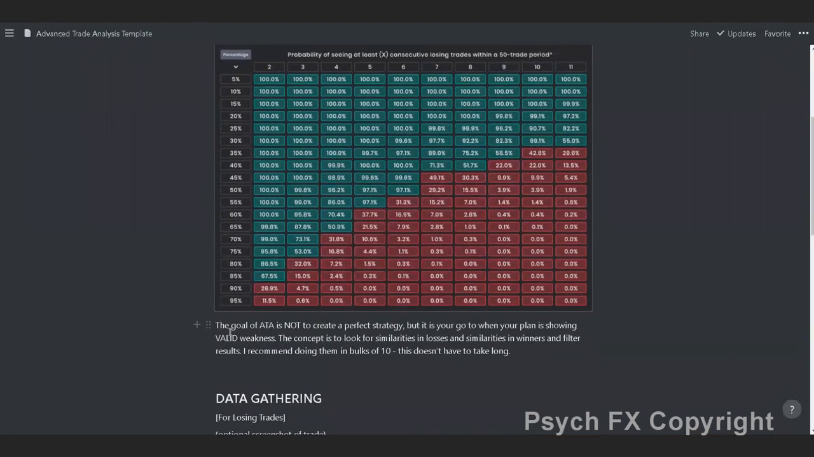Okay, now the goal of advanced trade analysis is not to create a perfect strategy, but it is your go-to when your plan is showing some valid, emphasis on valid, I'll put that in bold here, some valid weakness, okay? And so the concept is to look for similarities in the losses and the similarities in the winners and filter the results, okay? And I recommend doing them in bulks of 10 or maybe more at a time. It really doesn't take very long to do. I've simplified this method down a lot over the last year or so because it used to be an incredibly lengthy process and now it's actually fairly quick, okay?